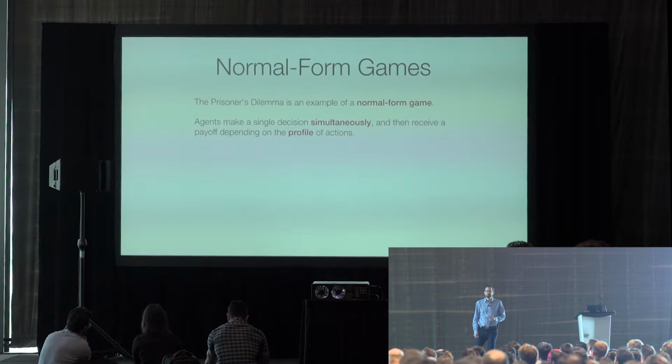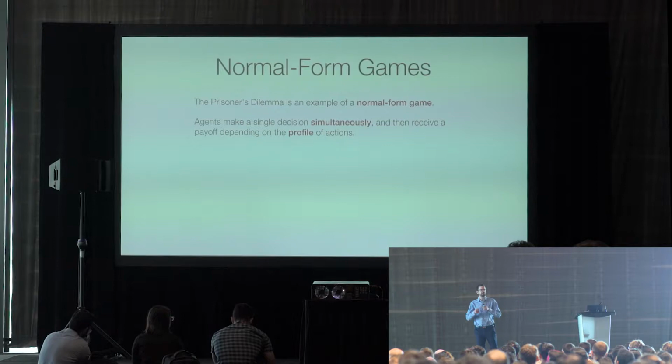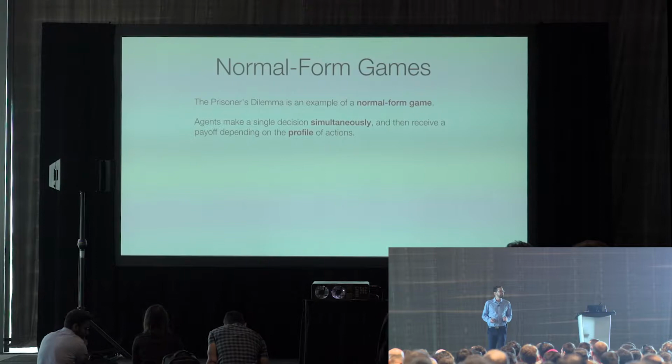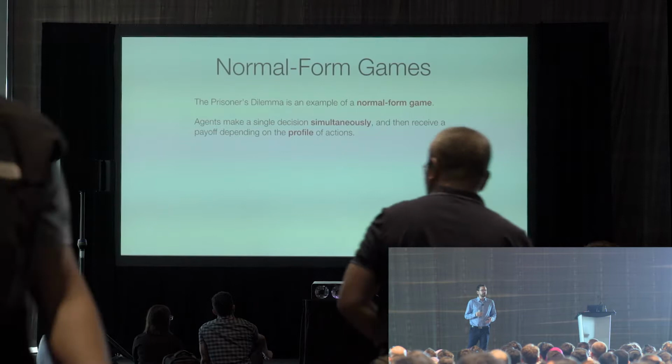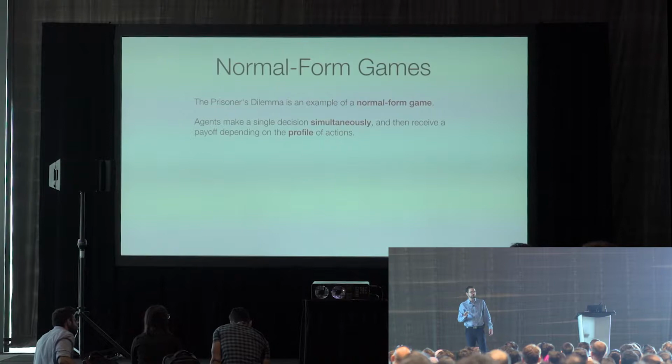A normal form game is any game where agents just make some single decision simultaneously, and then they get a payoff, and then the world ends. The reason it's called a normal form game and not an abnormal game or a prisonery game is that it turns out mathematically, and this goes back to what I said a minute ago, you can represent literally any game as a normal form game.